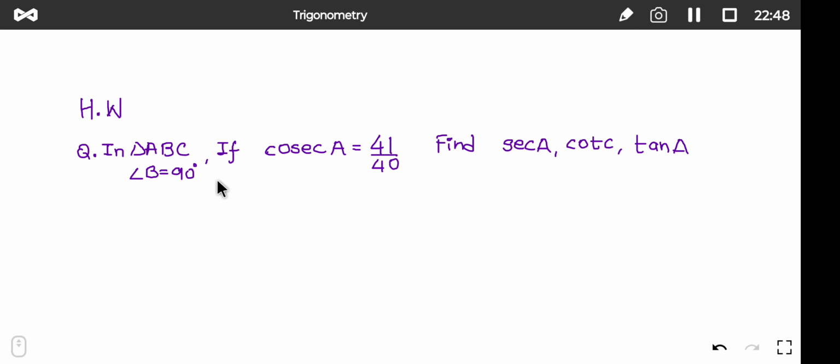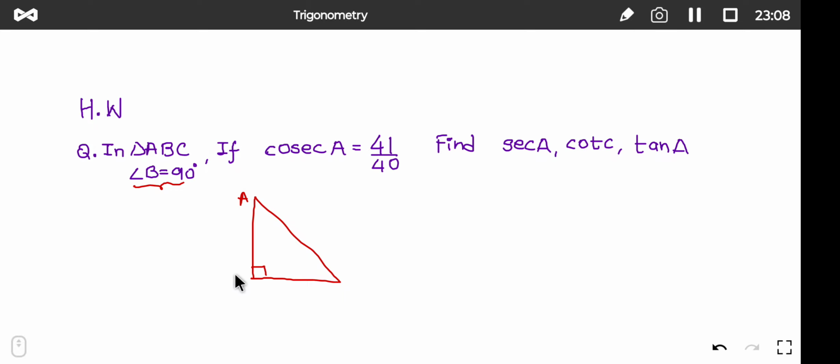So this is the practice homework question for you. Triangle ABC, angle B is equal to 90. Cosec A is given 41 by 40. So you have to find out sec, cot and tan A. I'll give you the hint. You have to draw the triangle ABC. Angle B is 90 degree.